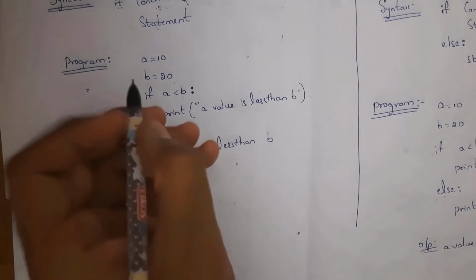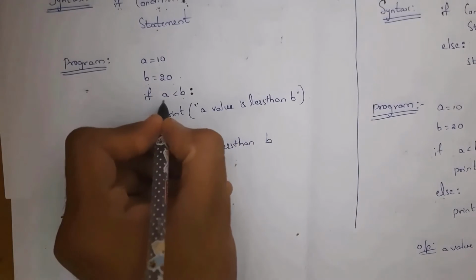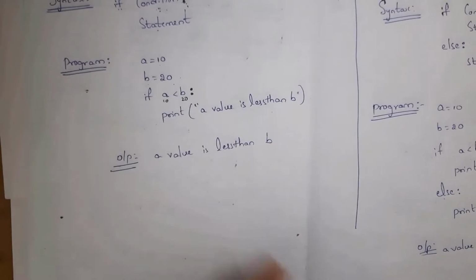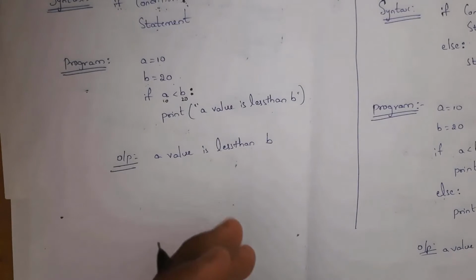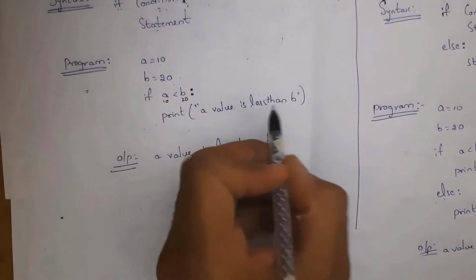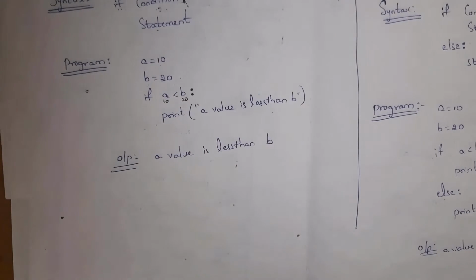Here I gave the condition, that is a less than b. The a value is 10 and the b value is 20. Yes, 10 is less than 20. This condition is true. So whatever statements I wrote inside if will be executed. Here I wrote the statement inside if, that is a value is less than b. So I will get the output a value is less than b.